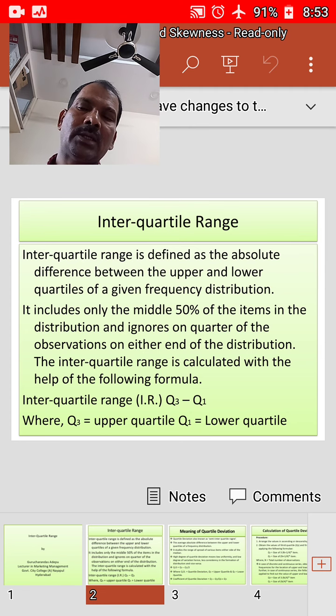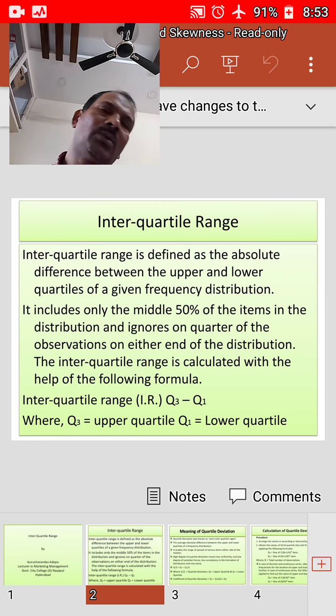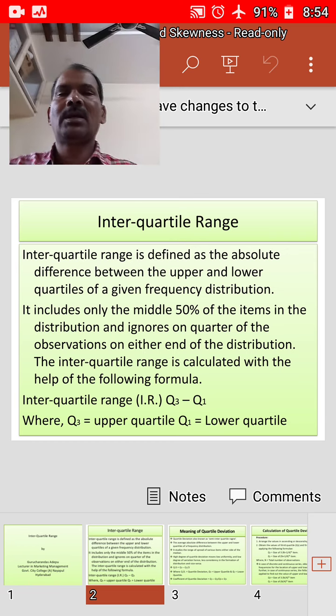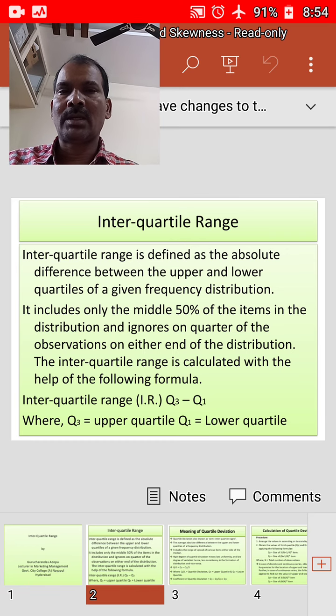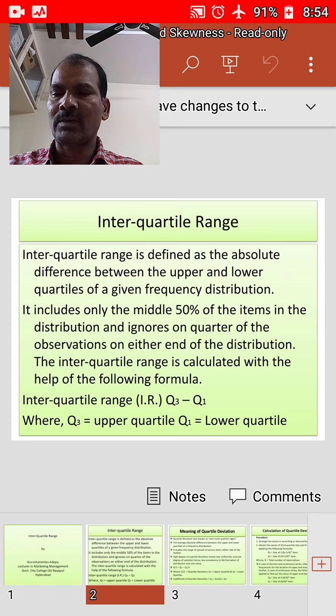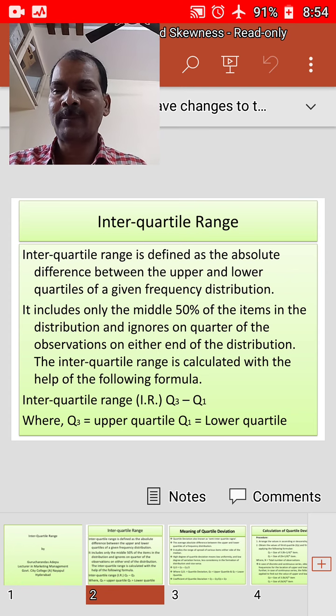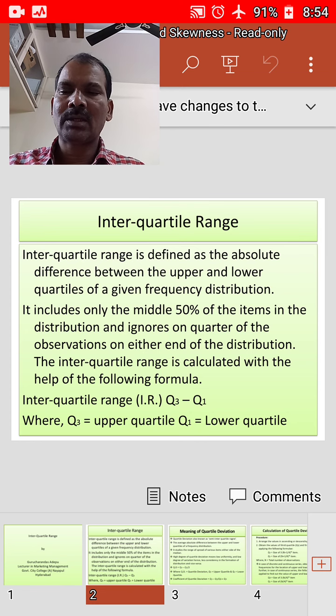In other words, it includes only the middle 50% of the items in the distribution and ignores one quarter of the observations on either end of the distribution. Before Q1 you will leave, and after Q3 you will leave, and you will consider only the values that range between Q1 and Q3. That means only the middle 50% of the values are considered for this purpose.